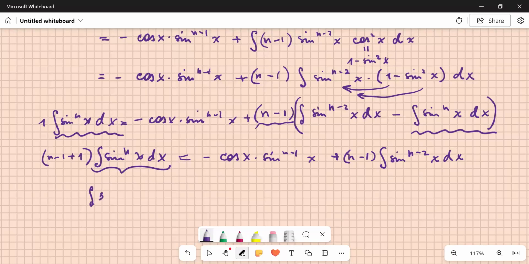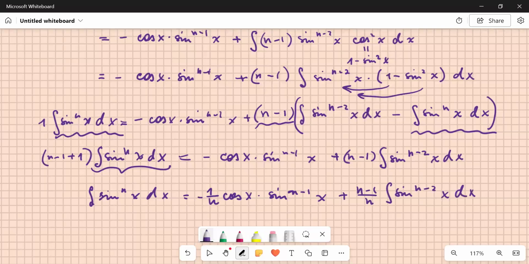So my integral is going to be equal to 1 over n with minus, I'm dividing everything by n, all my terms, cosine x sine n minus 1 x plus n minus 1 over n integral of sine n minus 2 x dx. And that's going to be my final answer, guys.